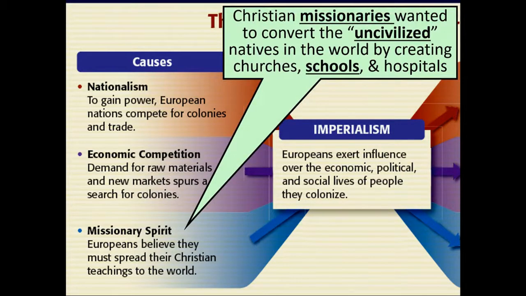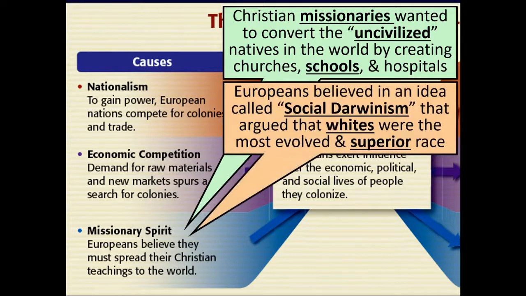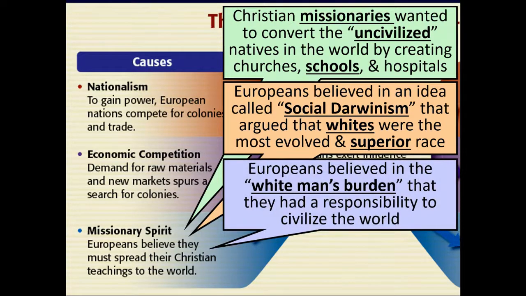Christian missionaries wanted to convert the uncivilized natives in the world by creating churches, schools, and hospitals. Europeans believed in an idea called social Darwinism that argued that whites were the most evolved and superior race. Europeans believed in the white man's burden, that they had a responsibility to civilize the world.